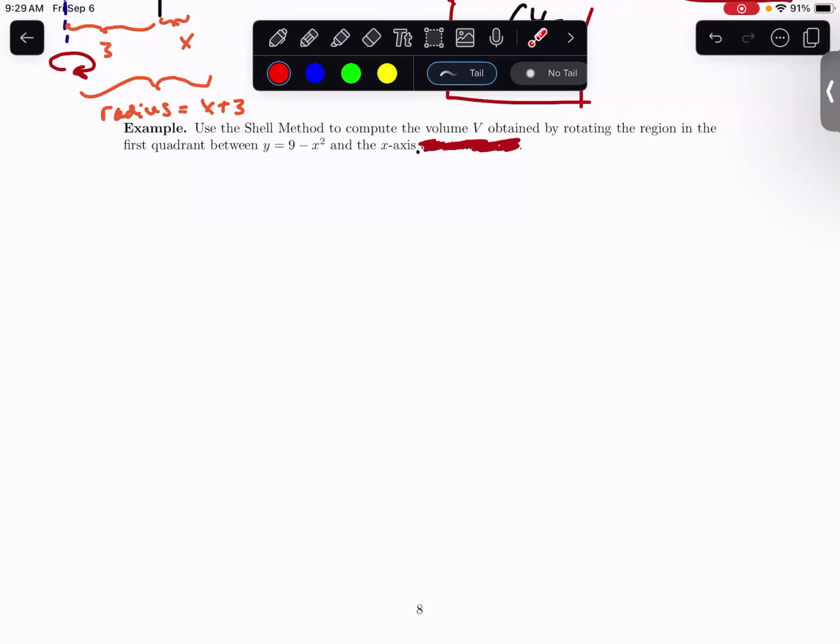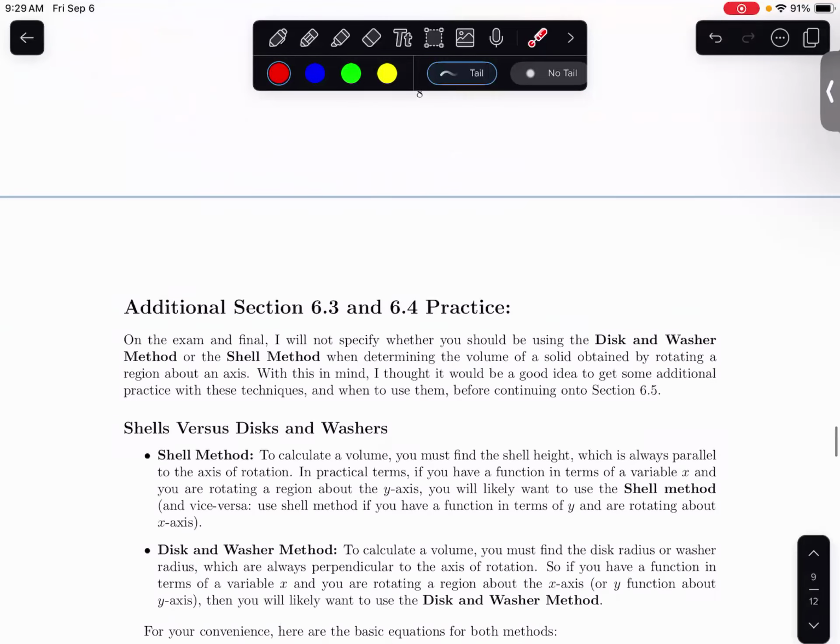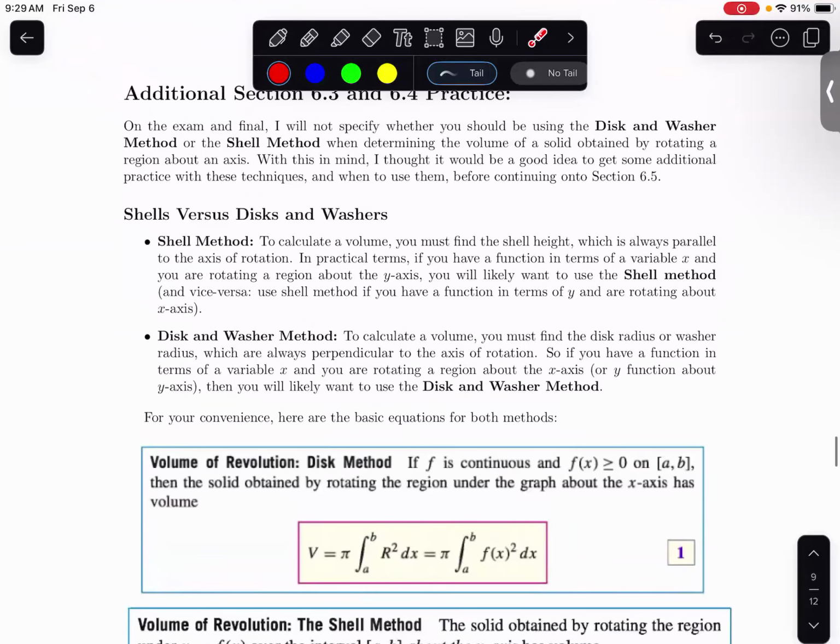So in the first page of these notes, I'm really just outlining when you want to be using the disk method and when you want to be using the shell method. Does everyone have the notes before I start talking? Okay. Yeah, so on the first page, I'm outlining when you use the shell method versus the disk and washer method. You should associate the shell method with rotating about a vertical axis, like the y-axis, and the disk and washer method with rotating about a horizontal axis.